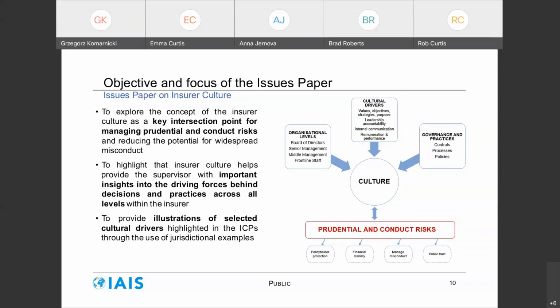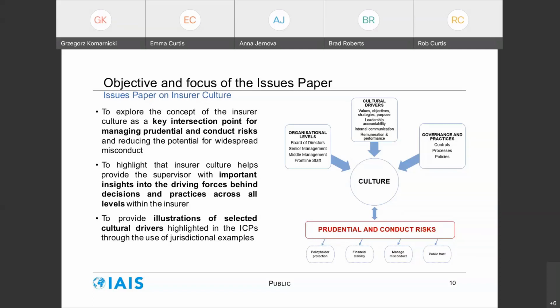The paper highlights that insurer culture helps provide the supervisor with important insights into the driving forces behind decisions and practices within the insurer. This can facilitate more timely and effective identification of both prudential and conduct concerns. In order to make the paper practical, we've included examples and case studies to show how selected cultural drivers can result in both positive and negative prudential and conduct outcomes.